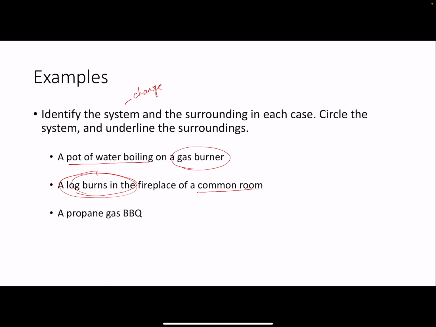We don't say the entire world heats up because a fireplace is on in a certain room, which is why we're looking at a smaller scale here. And then a propane gas barbecue. Propane gas can undergo combustion, and then the barbecue itself is the surroundings, which takes advantage of that heat. So it's key to be able to identify what the system is and what the surroundings are in any scenario.